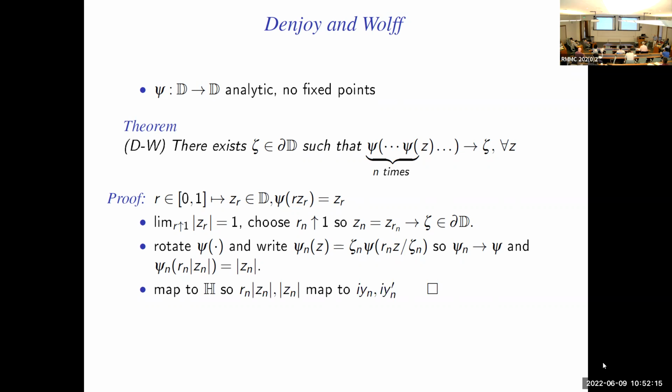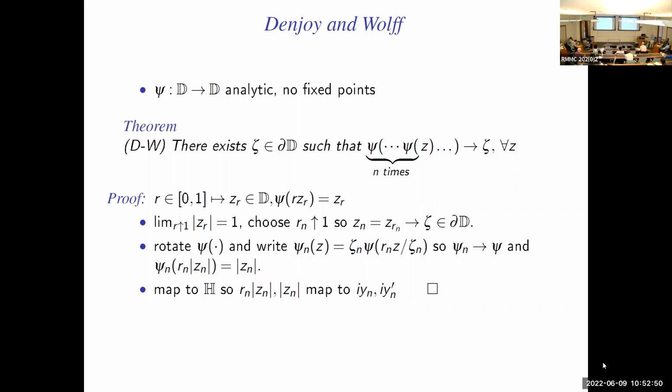All right. And now trade the disk for the half plane. What happens when you trade the disk for the half plane? The radius, the segment 0, 1 in the disk, corresponds to the imaginary axis in the half plane. So you have now these functions psi_n, which converge to psi pointwise, and they move some points on the imaginary axis. They move them a little bit higher up, right?